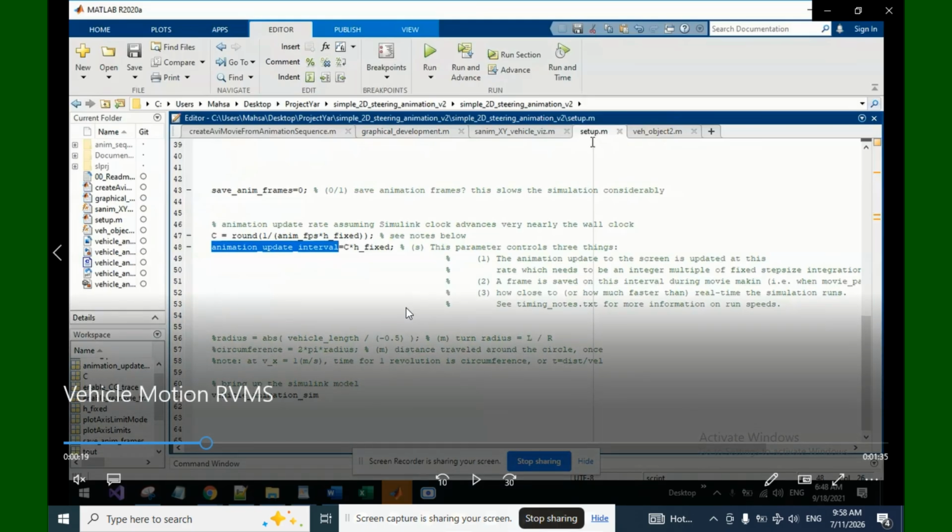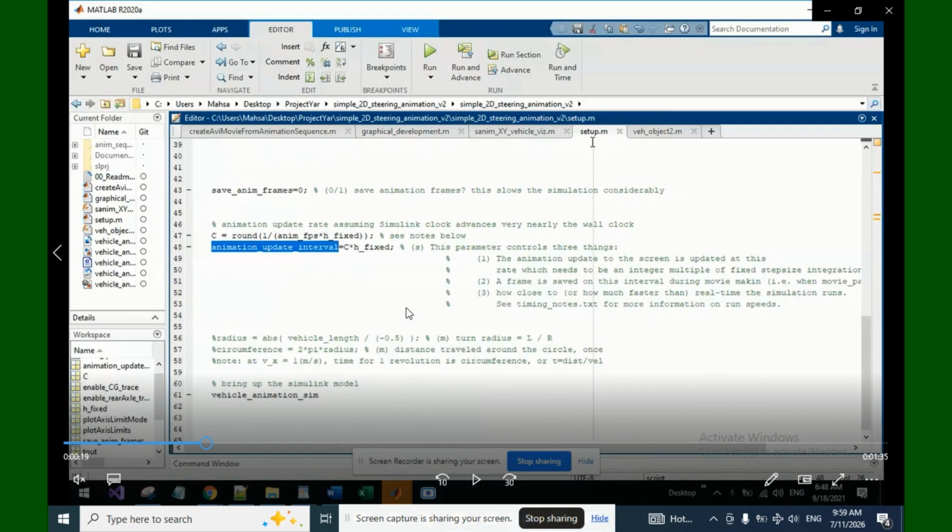The animation update to the screen is updated at this rate, which needs to be an integer multiple of the fixed step size integration. The next one is the frames saved on this interval during the movie. And the third one is how close to or how much faster than real time the simulation runs.